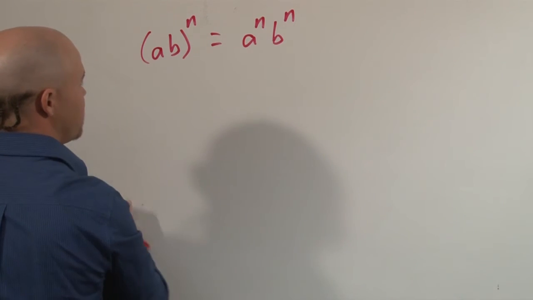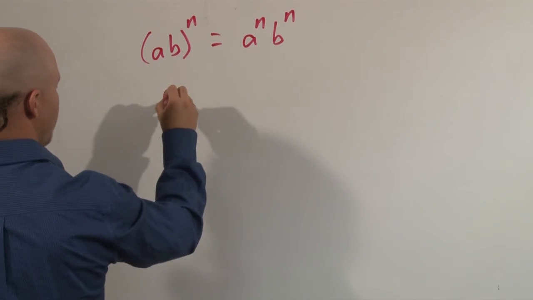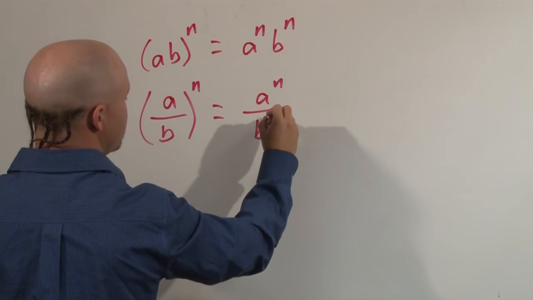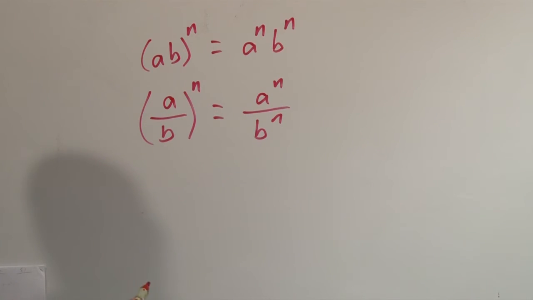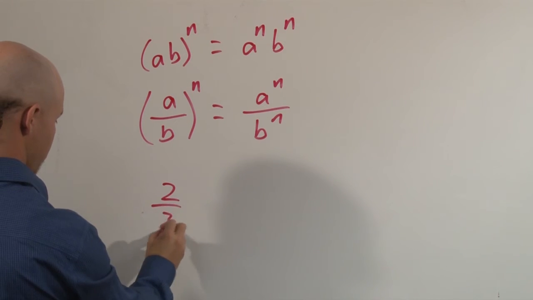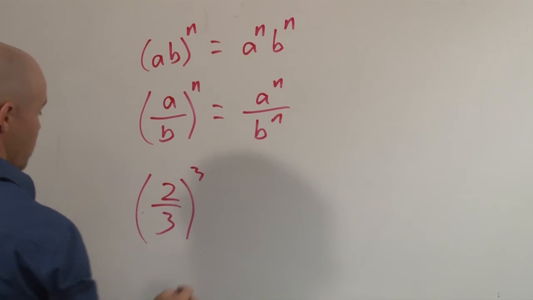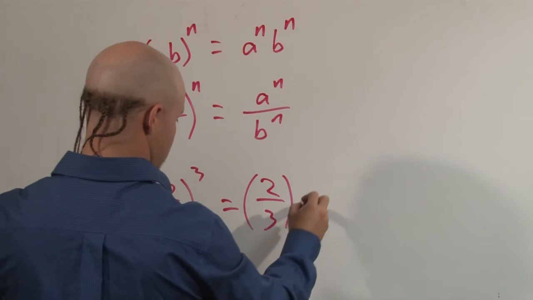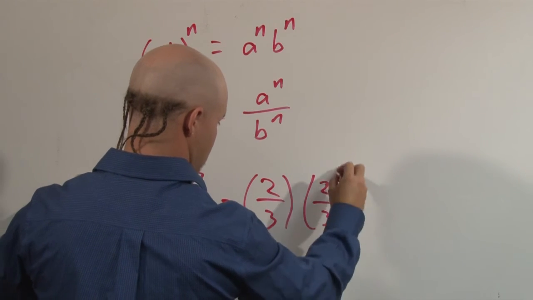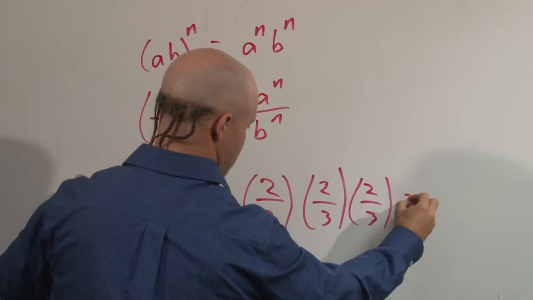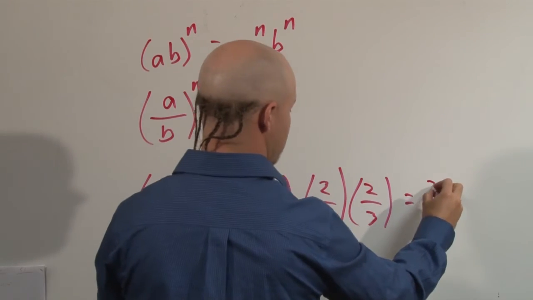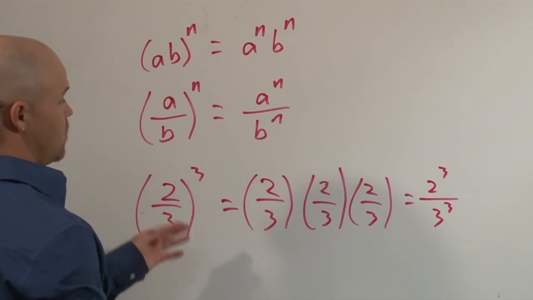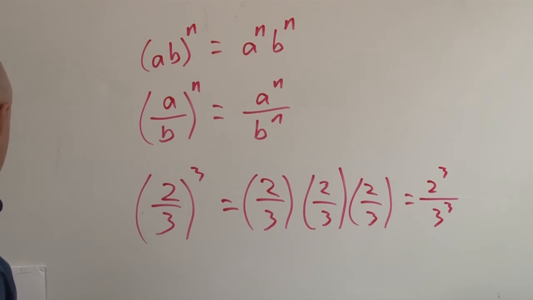Doing the same stuff with the quotient, all we're going to have now is a over b raised to the n. Now this rule says we're going to have a to the n over b to the n. And as an example, if we have 2 over 3 raised to the third power, well, just like anything raised to an exponent, this means 2 over 3 times 2 over 3 times 2 over 3. Multiplying straight across, we would have 2 raised to the third over 3 raised to the third, which illustrates our property right here.